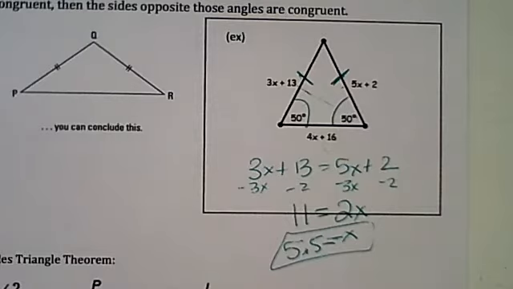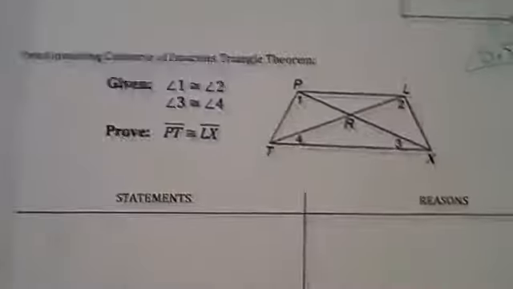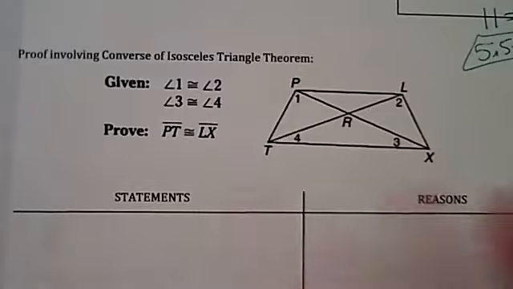Okay, so there's that one. And then we're going to do another proof. This one uses the converse of the isosceles triangle theorem. Although last period when I was going over this one, I found another way to do it without using the converse of the isosceles triangle theorem. So I'm going to ignore that method. We're going to just do the one that uses the converse, and then you can see it. Okay, so here's the proof. We're given that 1 is congruent to 2.